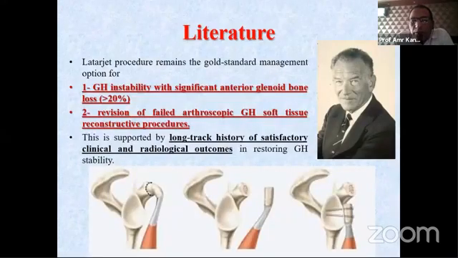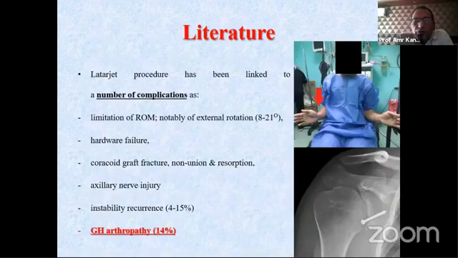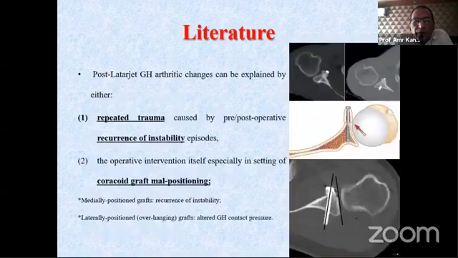The Latarjet technique remains the gold standard management option for glenohumeral instability with significant anterior glenoid loss, in addition to revision of failed arthroscopic glenohumeral soft tissue reconstructive procedures. However, the Latarjet procedure has been linked to a number of complications, especially glenohumeral arthropathy. Such arthritis can be explained by repeated trauma caused by pre- and post-operative recurrence of instability, in addition to the operative intervention itself, especially in the setting of coracoid graft malpositioning.